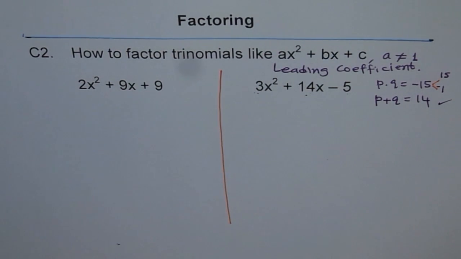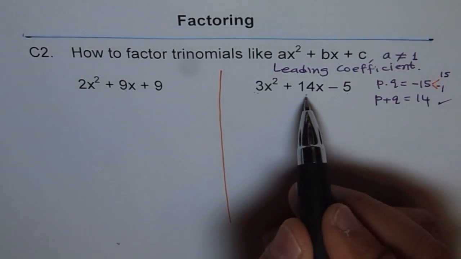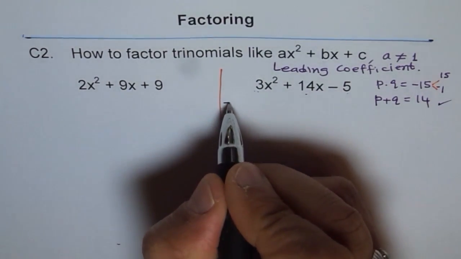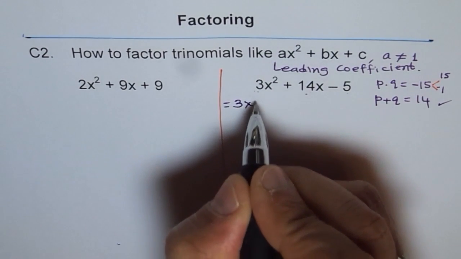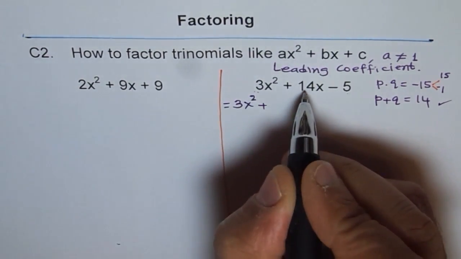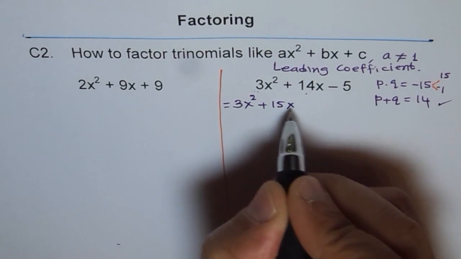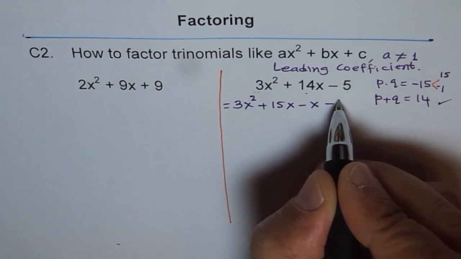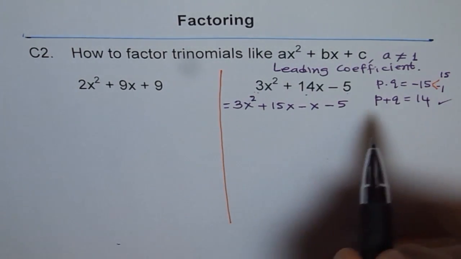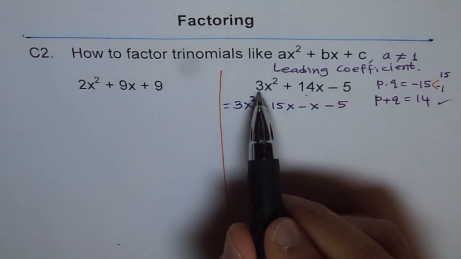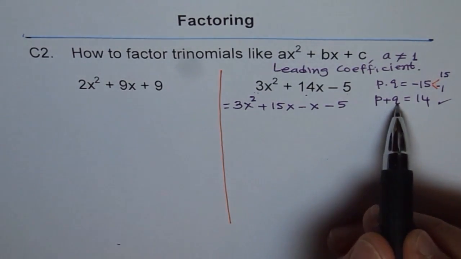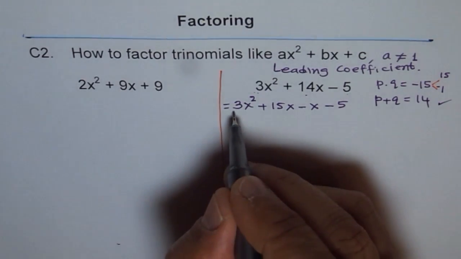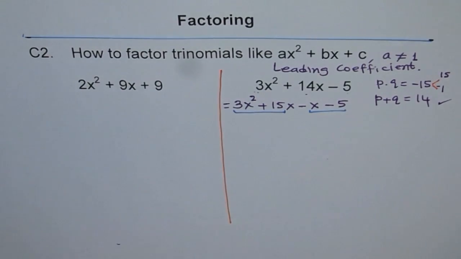So what we do here is, we decompose the x term and write it in terms of 15 and minus 1. I'll show you how to proceed from here. 3x squared plus, instead of 14x, I'm writing 15x minus x, right? 15x minus x is 14x, right? And these are my two magic numbers whose product is 3 times minus 5 and whose sum is 14. Now I can do grouping. So I can group these two and these two. See what happens.